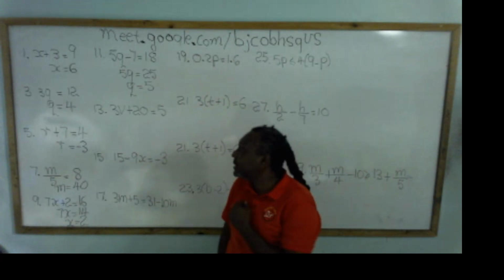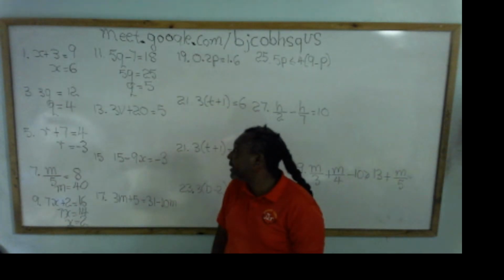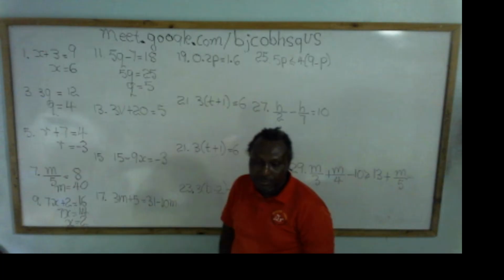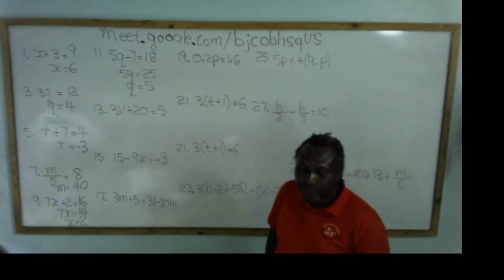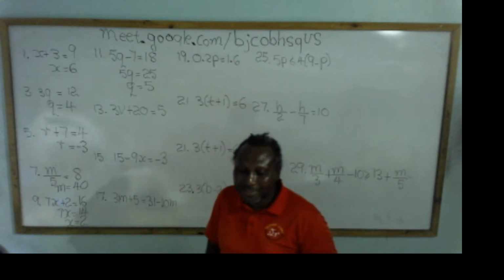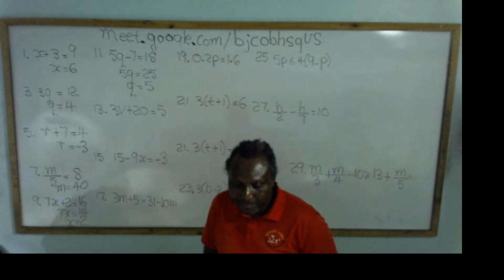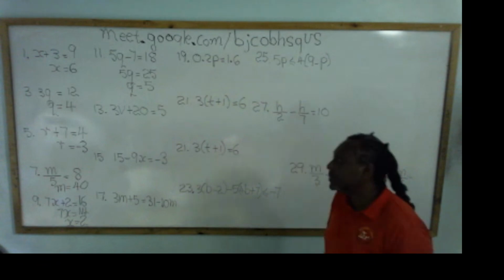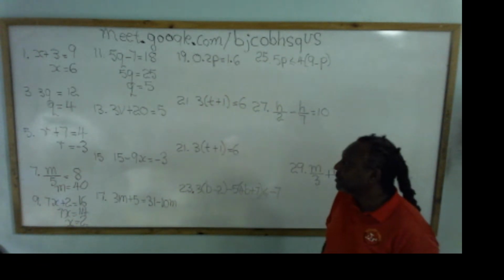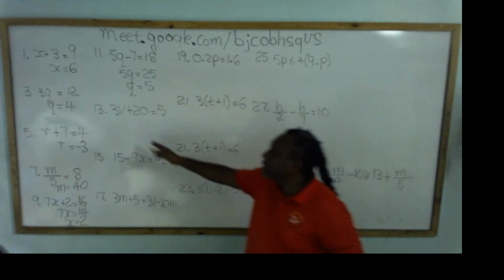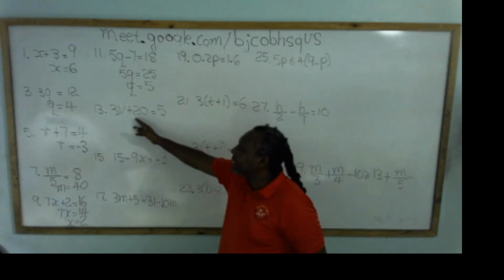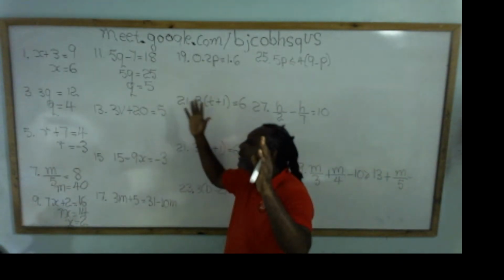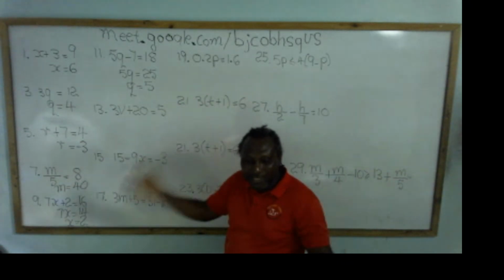We have 3v plus 20 is equal to 5. What do we do? What do we say? Process it. 3v plus 20 is equal to 5. The first thing that we need to eliminate is this 20 that is added. As long as you say that we need to eliminate the 20 that is added, you are going to say the right thing.